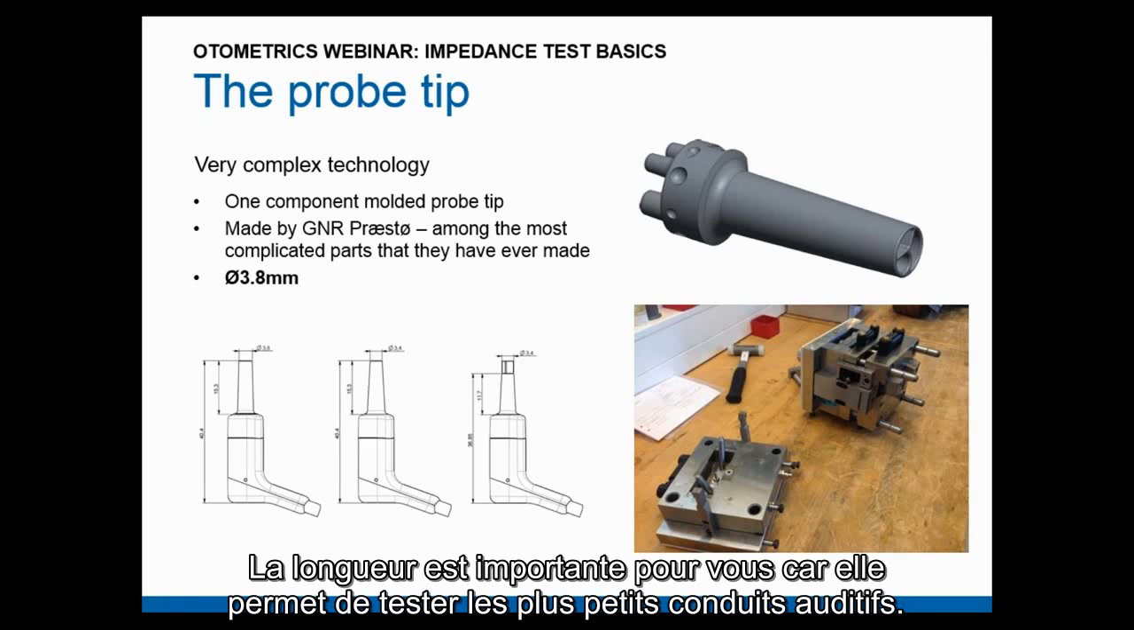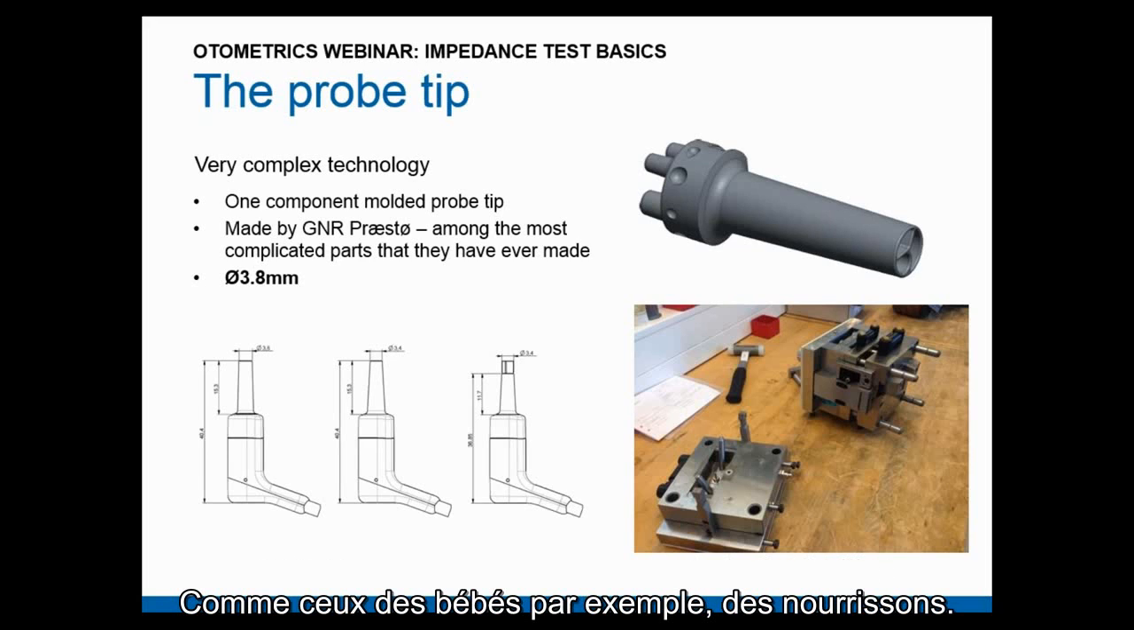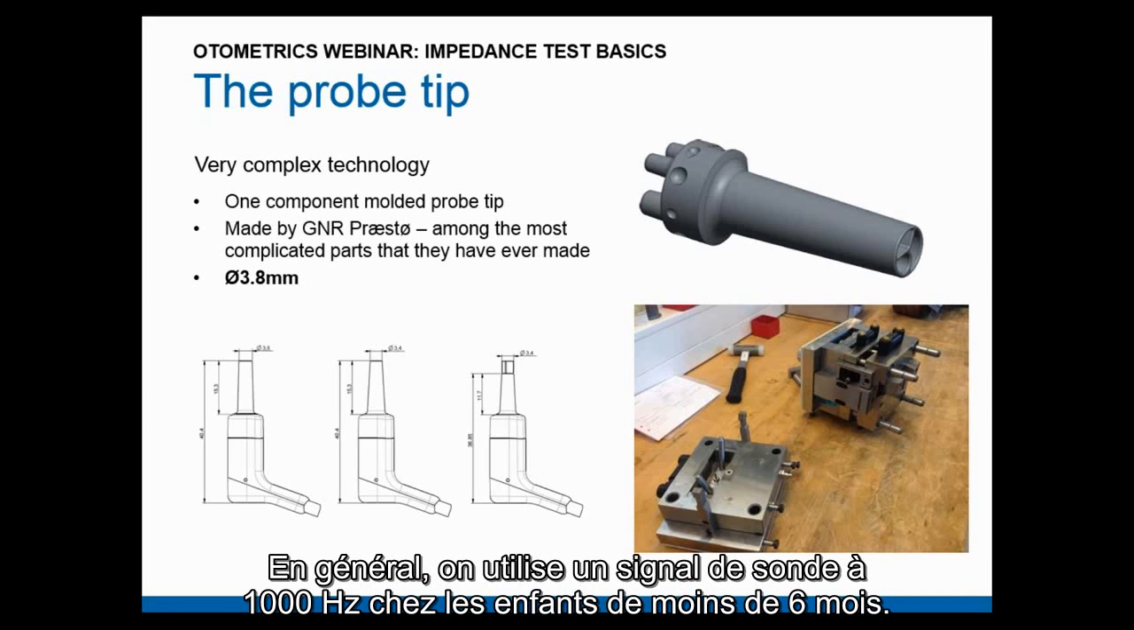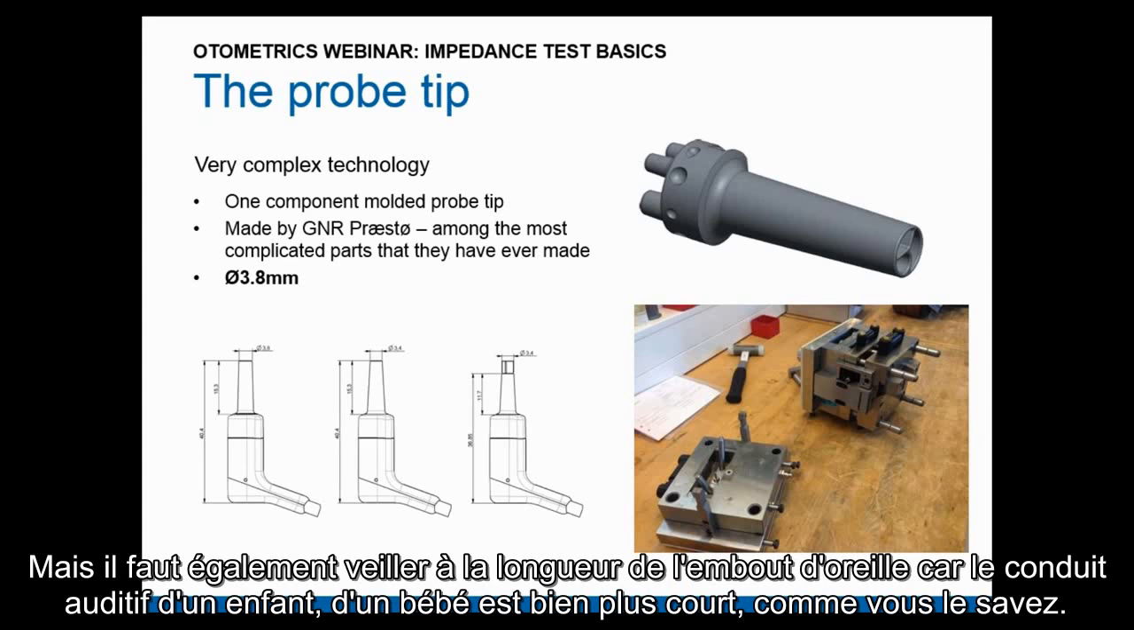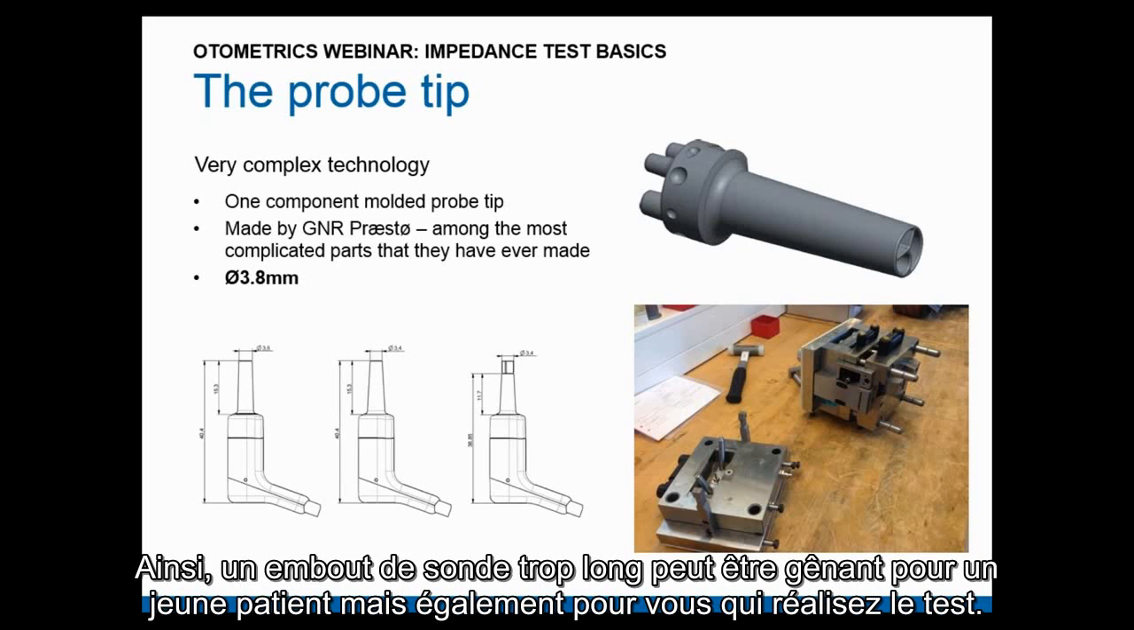Basically, for you, the length is important to be able to test the smallest ear canals. And I'm talking about babies, for example, or infants. Usually we talk about using a probe tone of 1000 hertz for kids below 6 months old. But you also need to take care of the length of the ear tip, because the ear canal of a kid, of a baby, is way shorter, as you know. So having a probe tip which is too long can be very difficult for the little patient, but also for you to conduct the test.